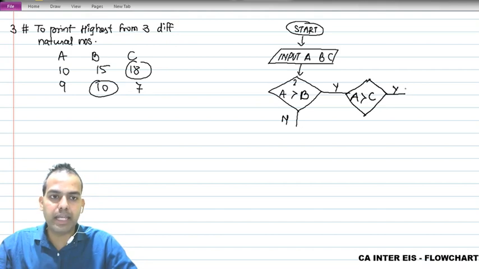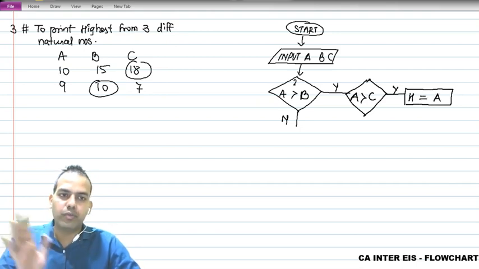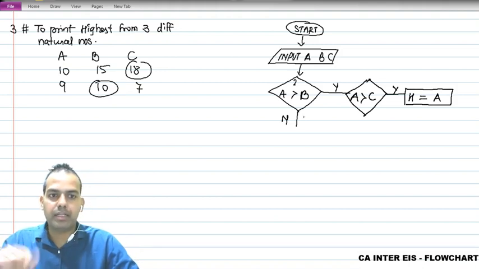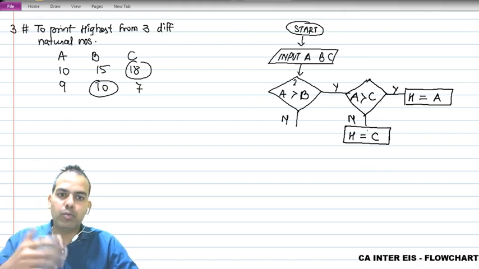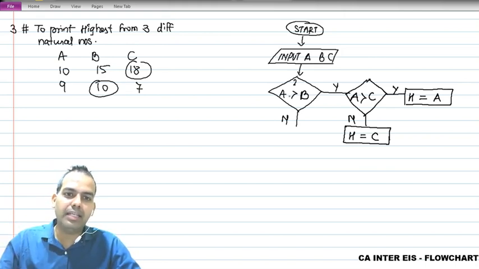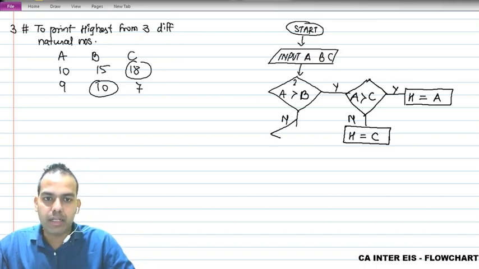Suppose the answer comes yes again, then obviously who is highest? H will be A, A is highest. So we will directly print H. But if the answer comes no, then understand this area very carefully. The answer will be C. So why don't you want to compare with B? Already A is greater than B. That means C is greater than A, so obviously C will be greater than B. So you don't need to compare it. That is understood. But we have to compare another one here.